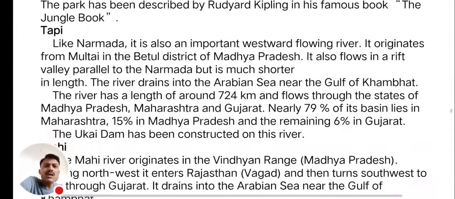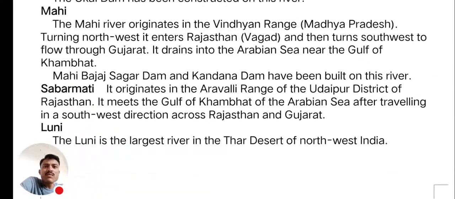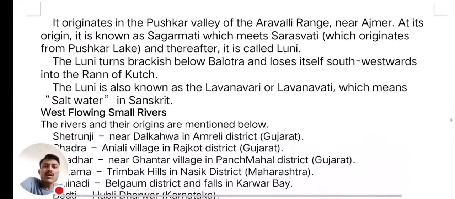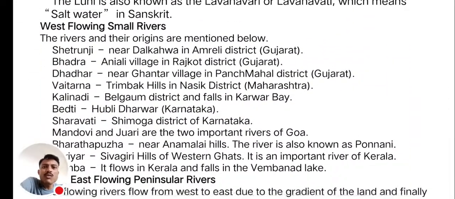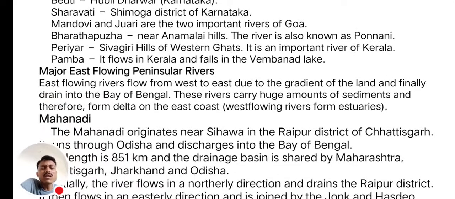Now the Tapi is also a west flowing river. Now Mahi, Sabarmati and Luni, all these are west flowing rivers. Now west flowing small rivers are also there, many small rivers. You can go through these small rivers also. Questions can be asked from anywhere.